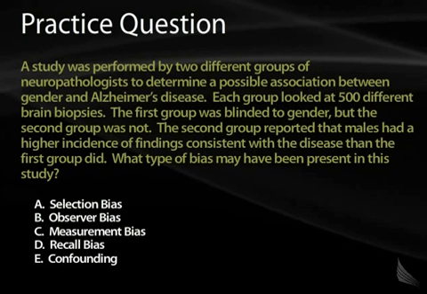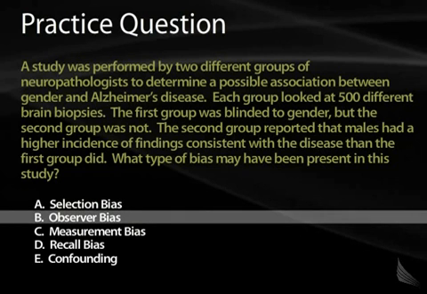Well, the only difference between the two groups of pathologists is that one group was blinded to gender and one group was not, and two different conclusions were drawn. Therefore, the one difference between these two groups, and that is the status of the observer, is likely accounting for the difference in the results. Therefore, these results are being biased via observer bias.